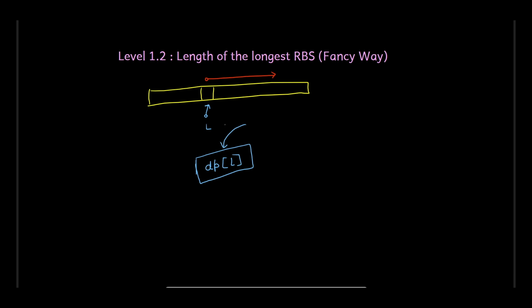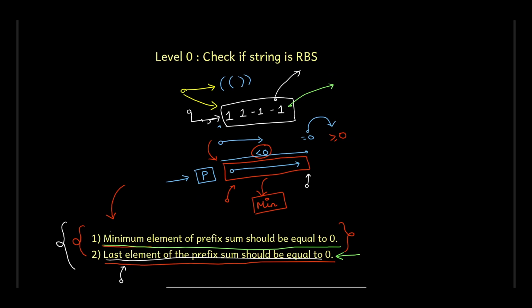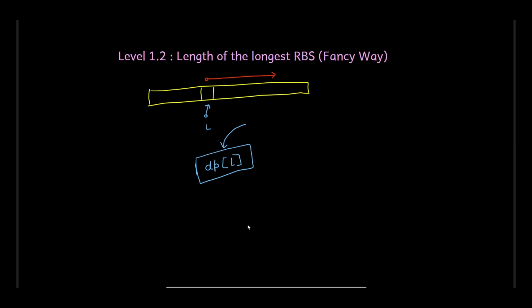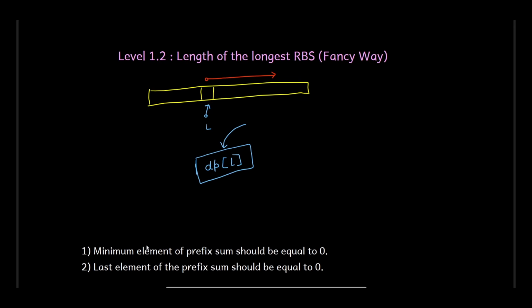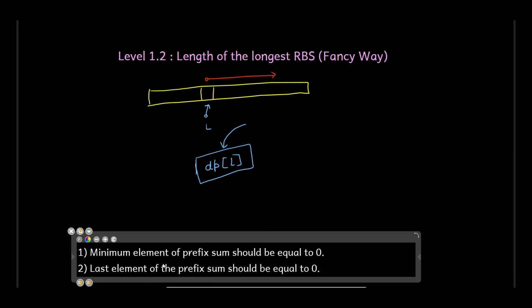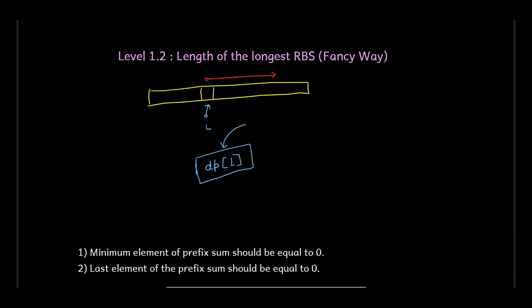Now just using these two criteria, and the criteria were, let me bring over the criteria over here. These were the criteria: the minimum element of the prefix sum should be equal to 0 and the last element of the prefix sum should be equal to 0. How do you solve this problem just by looking at these criteria?